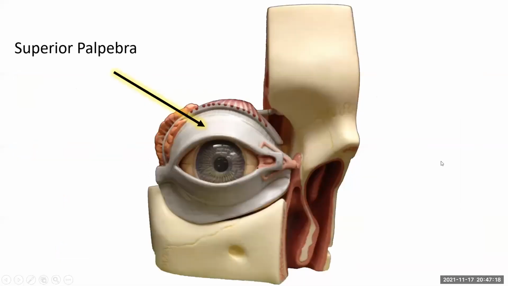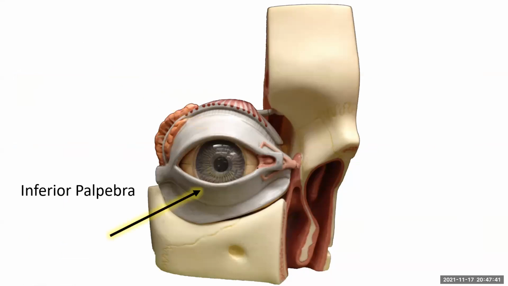What you're seeing here is an arrow indicating your upper eyelid. We refer to that as the superior palpebra. And it's great because you can see this muscle that's attaching onto it. If you remember the name of that muscle, it's the levator palpebrae superioris. That's the muscle that helps to elevate your eyelid. We'll label that in a second. There's your lower eyelid, the inferior palpebra.